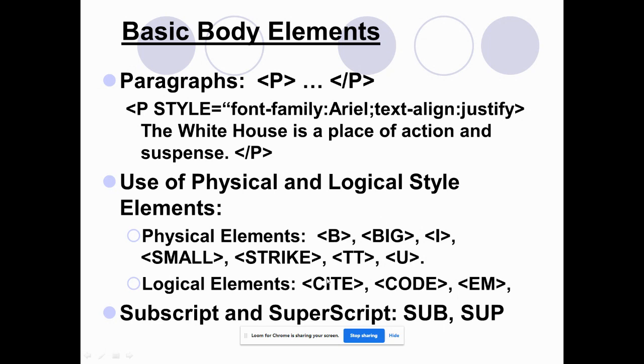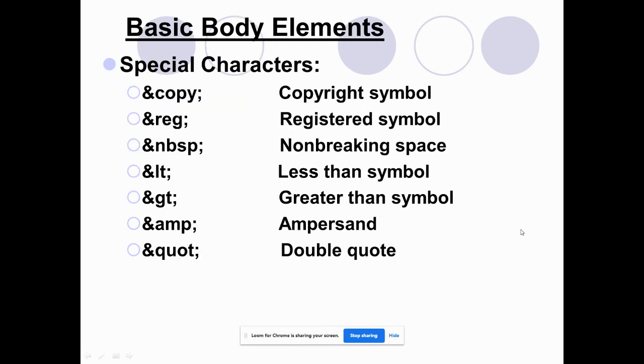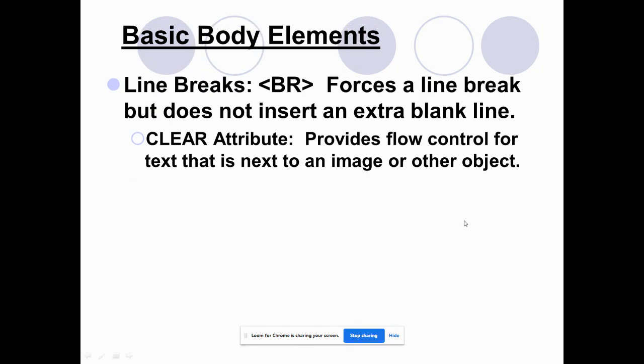Some of the other elements are B, strike, small, cite, superscript, subscript, etc. These are all the special characters. Ampersand copy, ampersand registered, ampersand nbsp. This is for giving space. Less than, greater than, ampersand, ampersand quote, etc.